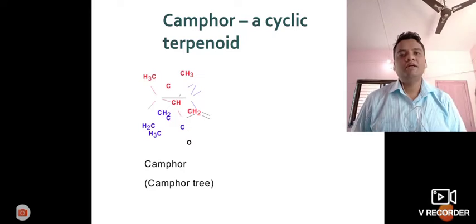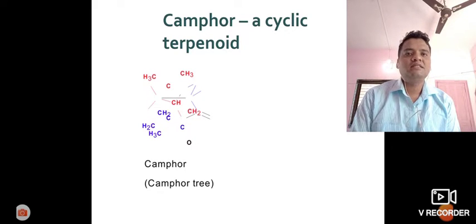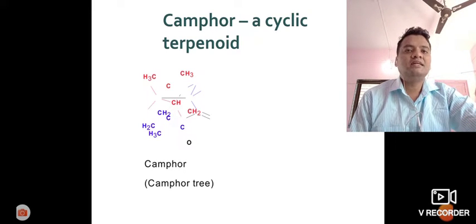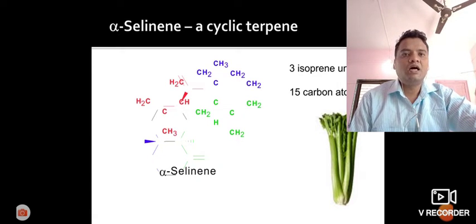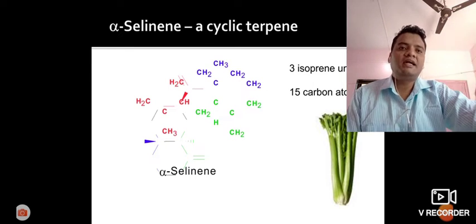Another important example is camphor, a cyclic terpenoid derived from terpenes, that is, it contains oxygen as an extra element. That's why it is known as a terpenoid, and it can be extracted from the camphor tree. Another example is alpha cyclanine. It is also a type of cyclic terpene, formed by 3 isoprene units, that is 3 times 5, which is 15 carbon atoms. This alpha cyclanine contains 15 carbon atoms, which are joined with unsaturation of the carbon atoms.